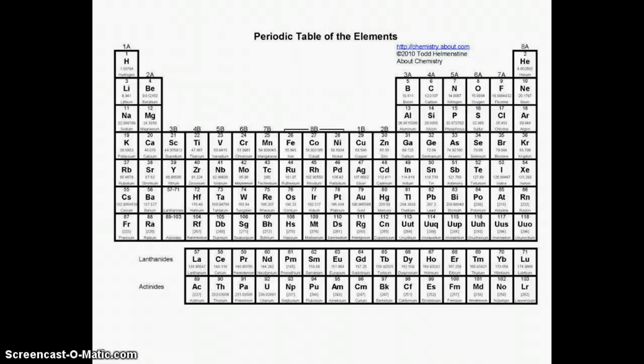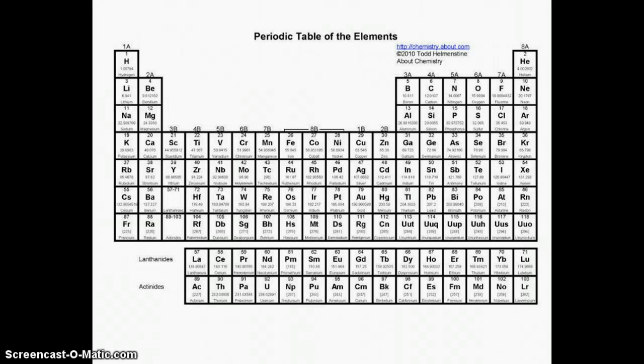So what else are you going to need to know for the test? Well, you need to know that all of the elements can be in any of the five states and can change between them depending on the temperature or the pressure that they're under. So they can go from a Bose-Einstein condensate to a solid, to a liquid, to a gas, right up to a plasma and back again.